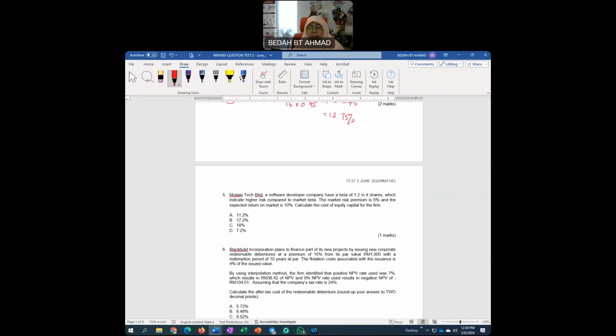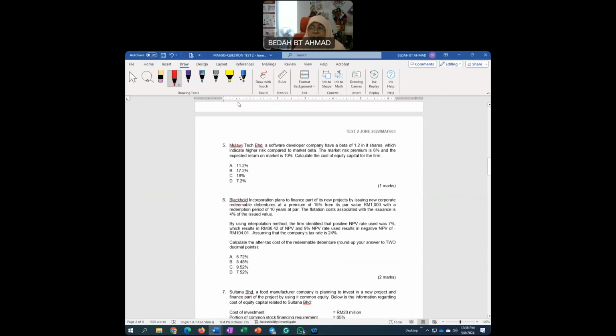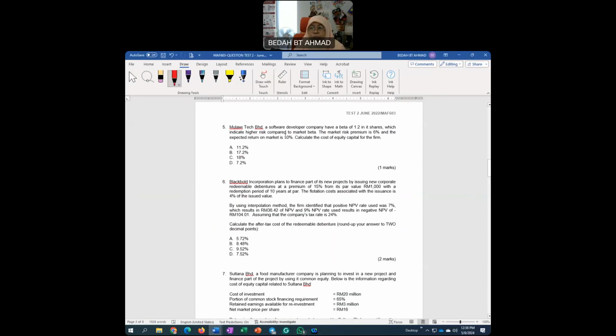Okay, question 5. Mulawi Tech, a software developer company, has a beta of 1.2 in its share, which indicates high risk compared to the market beta. The market risk premium is 6% and the expected return is given. So this is RM. This is RM minus RF, the market risk premium. This is the risk premium, the difference of RM minus RF. Calculate the cost of equity capital for the firm.